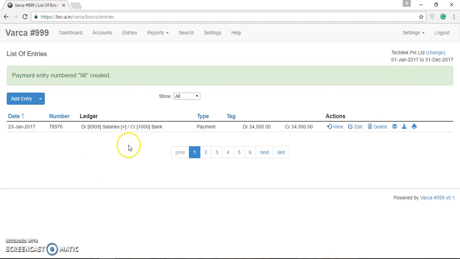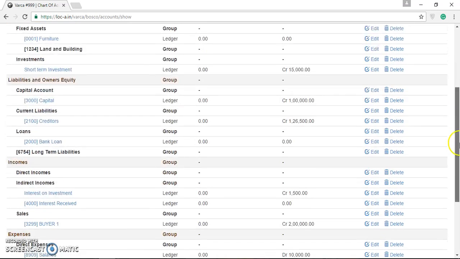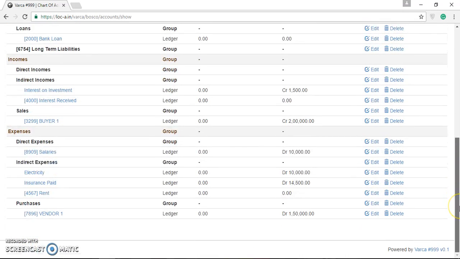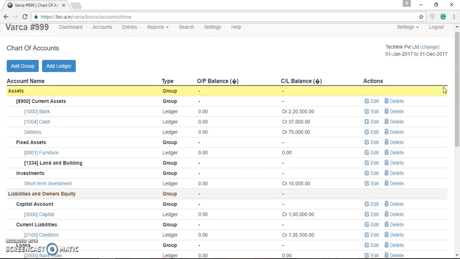So we have made all the entries. Now let us go to the accounts to find changes in the accounts, to find all the balances in the accounts. So any entries made will be reflected in the chart of accounts.